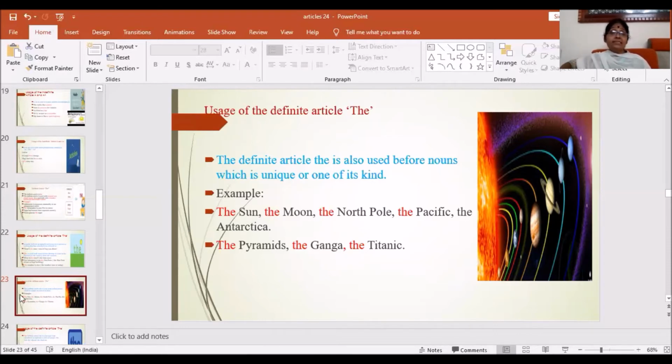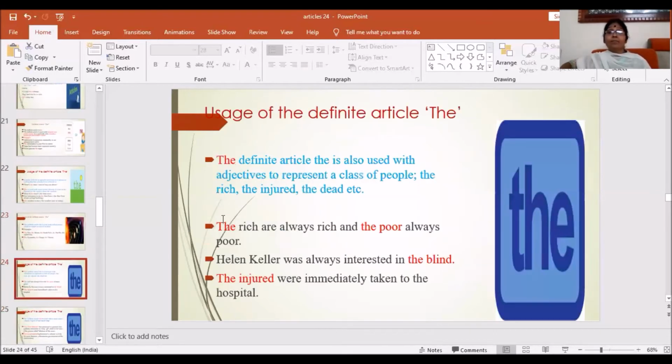So next is that the definite article the is also used with adjectives to represent a class of people. When we are trying to represent a class of people, that is the rich, or we are trying to talk about injured people, or we are trying to talk about dead people, then also we use our article the.